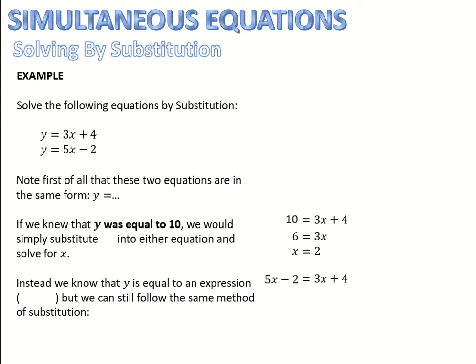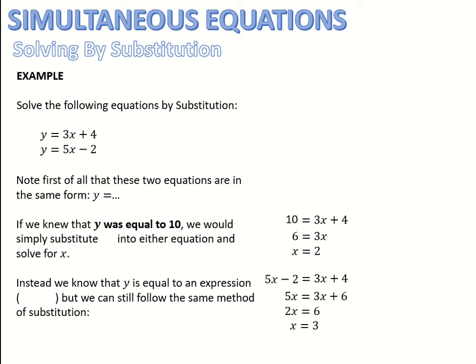Remember to get all the x's to one side, all the numbers to the other side, and just work it through. So here, first of all, I'd add 2 to both sides. So 5x equals 3x plus 6. Take away 3x from both sides, 2x is equal to 6, and then x is equal to 3.